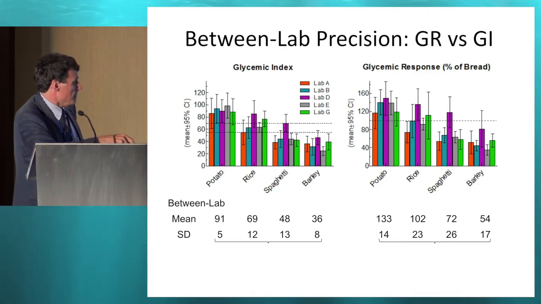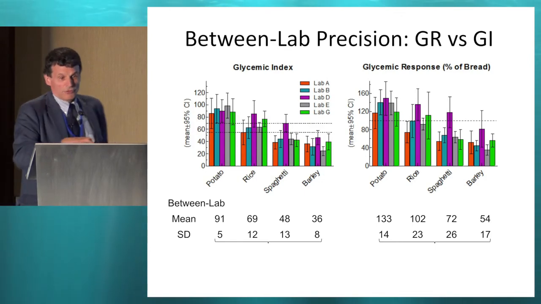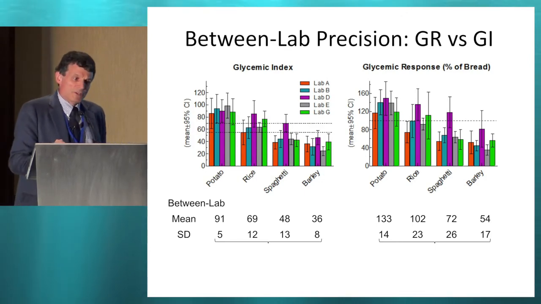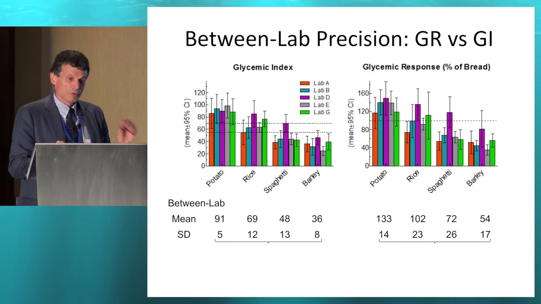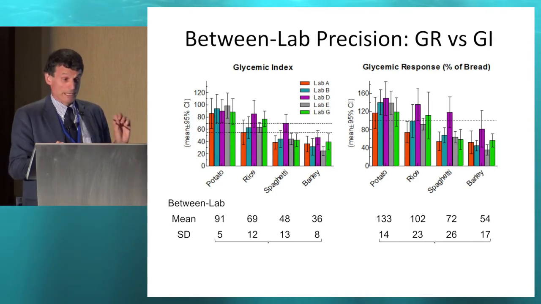In fact, the mean standard deviation is significantly higher here. Of course, the means are higher, but if we use the coefficient of variation, we still have a significantly higher difference. So glycemic response is not going to be inherently better than glycemic index. Indeed, it could be worse in terms of precision, between lab precision.